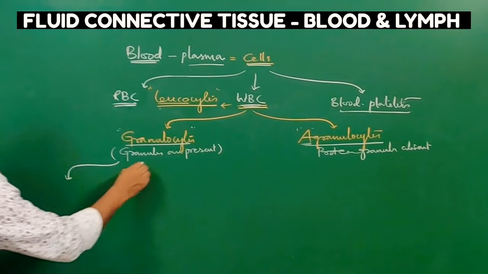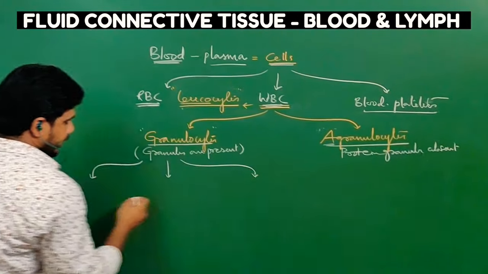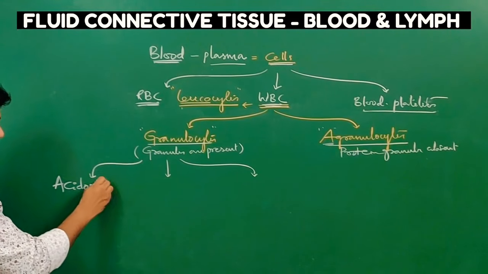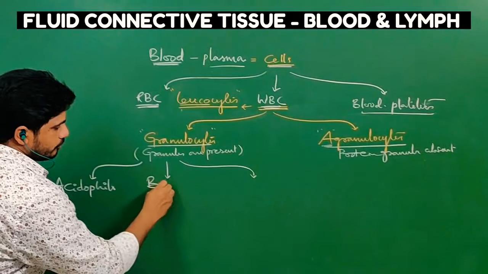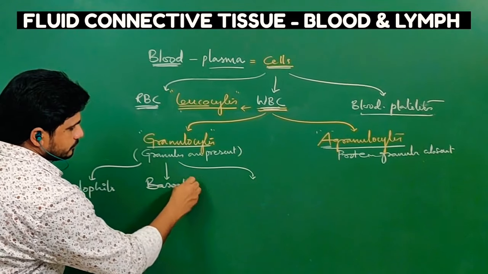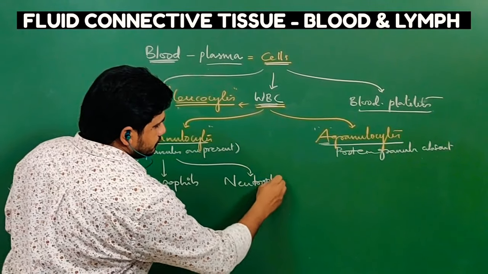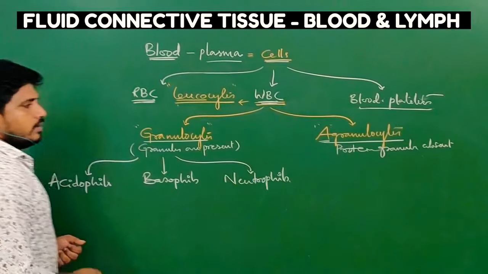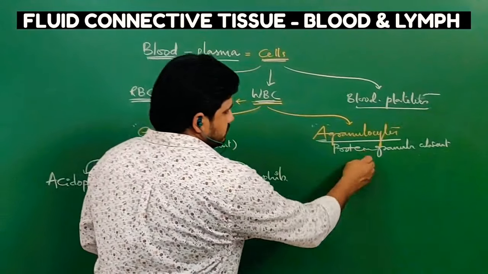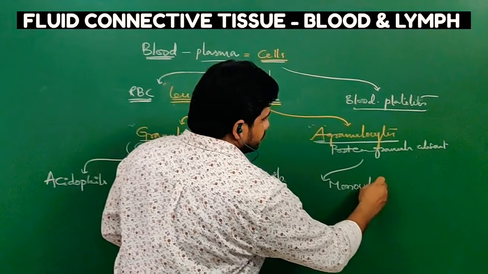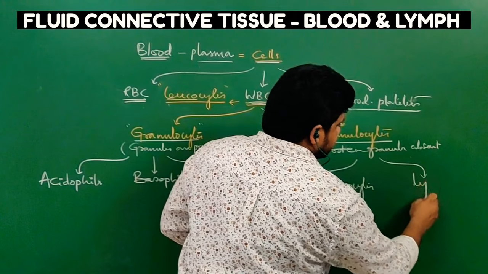Granulocytes are further divided into 3 types. They are acidophils, basophils and neutrophils. Whereas agranulocytes are 2 types, monocytes and lymphocytes.